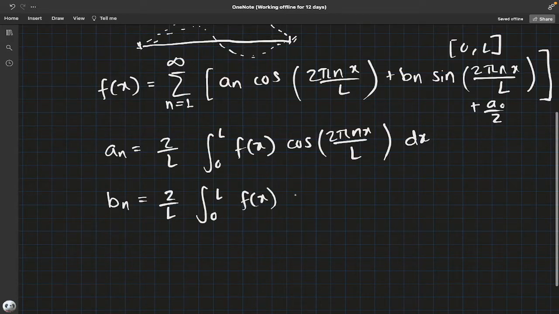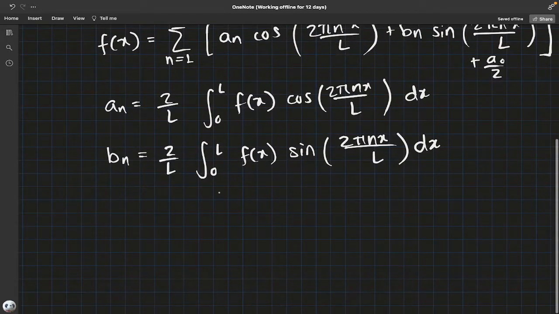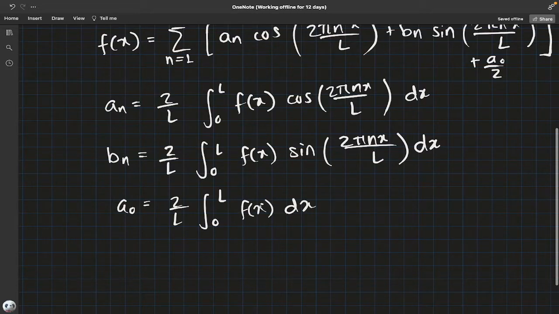So you do a similar thing for the sine, 2 pi nx over L dx. Now a_0 with similar reasoning becomes 2 over L integral f of x dx. So this sort of becomes twice the average. a_0 is twice the average of f of x on this entire interval.